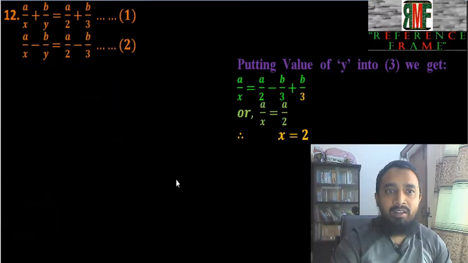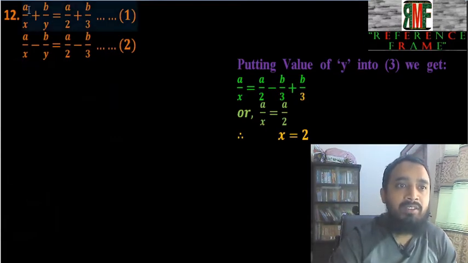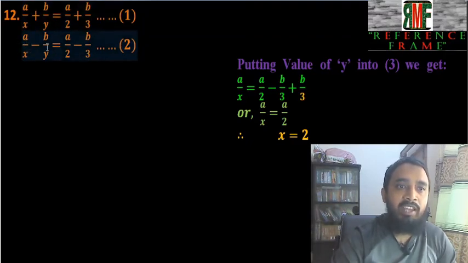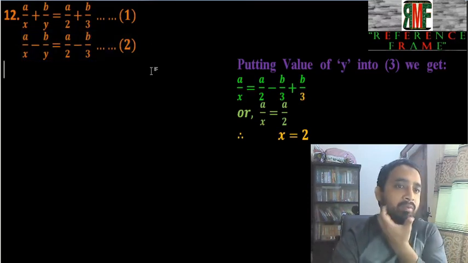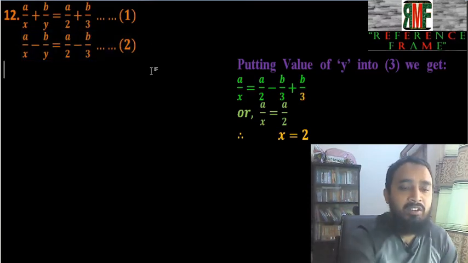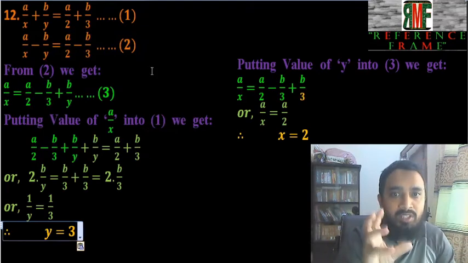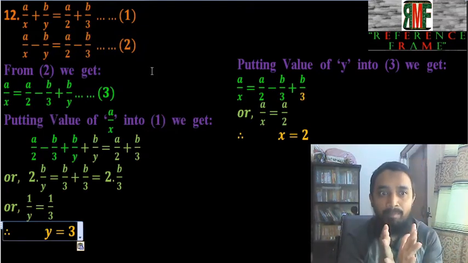What I have here that you can see on the screen, this time our equation is a by x plus b by y is equal to a by 2 plus b by 3, and the second equation a by x minus b by y is equal to a by 2 minus b by 3. So again, we need to focus on a variable that we need to substitute. So look here, we are going to be more tricky to make our math easier.